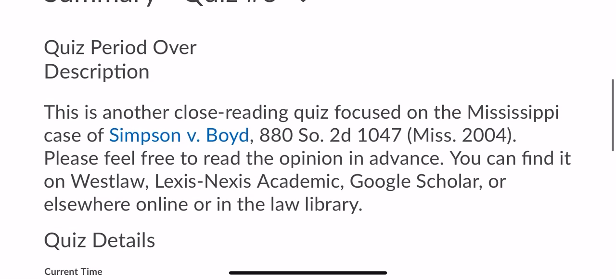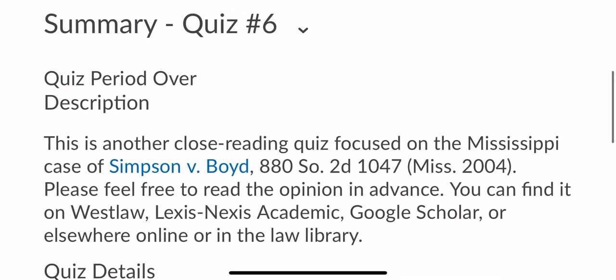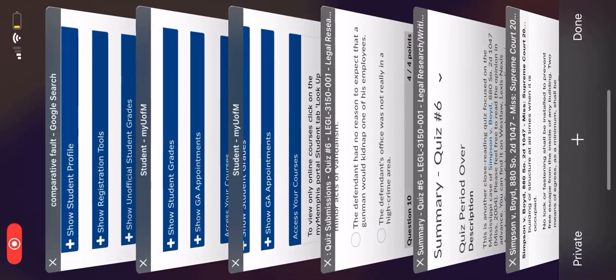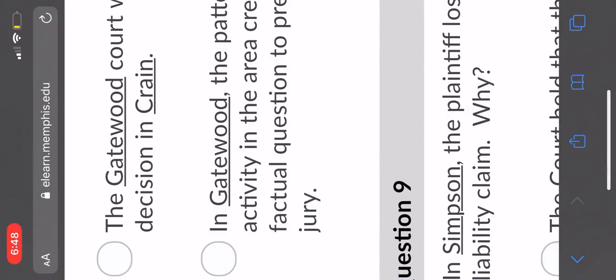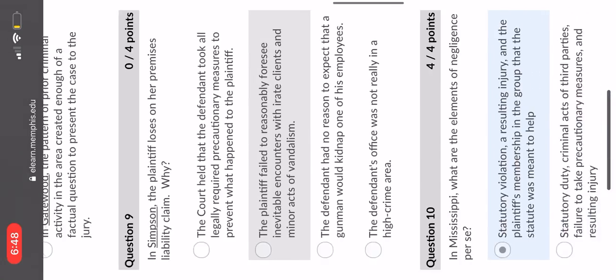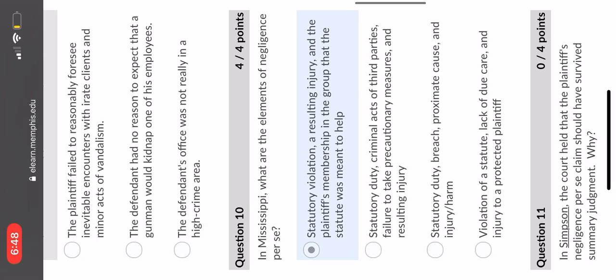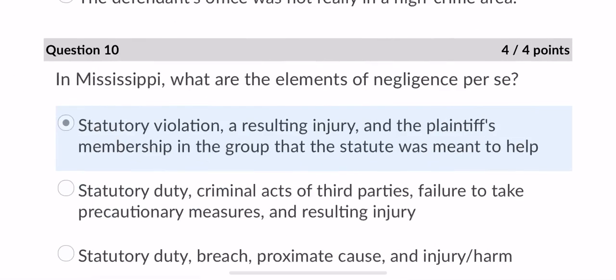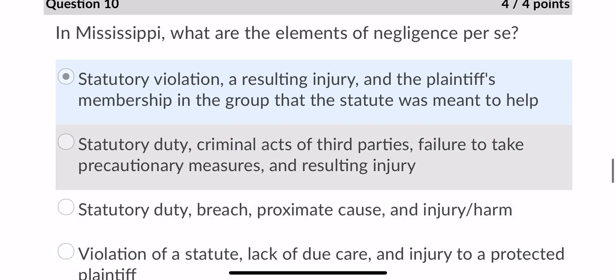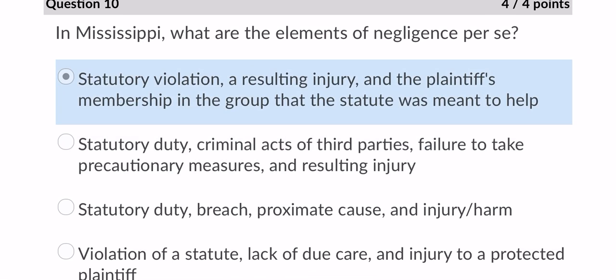And of course, this was a close reading quiz focused on Simpson versus Boyd. But before I go into the opinion, let me go to the question that I'm going to be reviewing. Alright, so the question that I really focused on reviewing today was question 10. It says, in Mississippi, what are the elements of negligence per se?